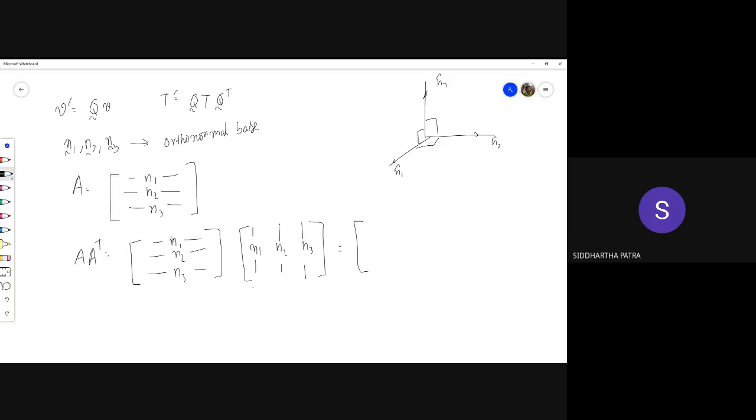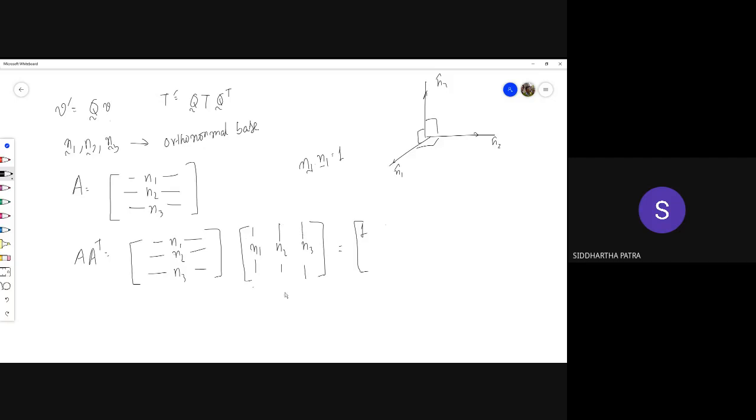First term is this row and this column, right? So N1 dot N1, dot product. Each term in this row multiplying each term in this column. So what is the dot product? N1 dot N1. How much is N1 dot N1? 1. Acha. Now let's move on to the next term.